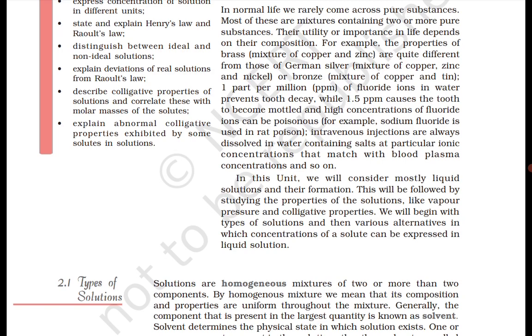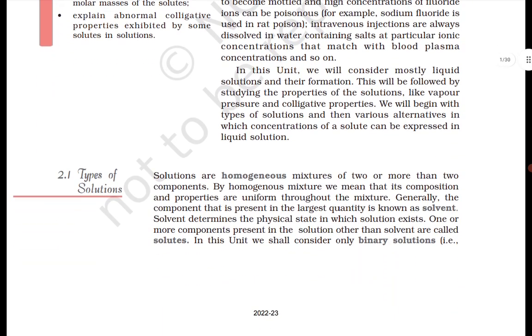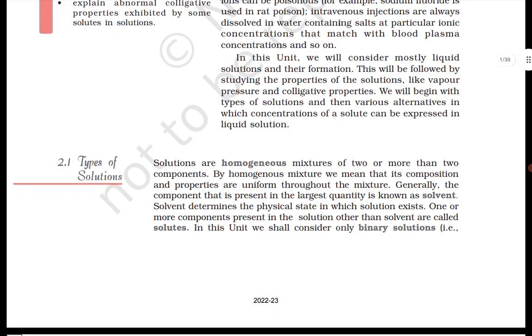2.1 Types of solutions. Solutions are homogeneous mixtures of two or more than two components. By homogeneous mixture, we mean that its composition and properties are uniform throughout the mixture. Generally, the component that is present in the largest quantity is known as the solvent. The solvent determines the physical state in which the solution exists. One or more components present in the solution other than the solvent are called the solutes.